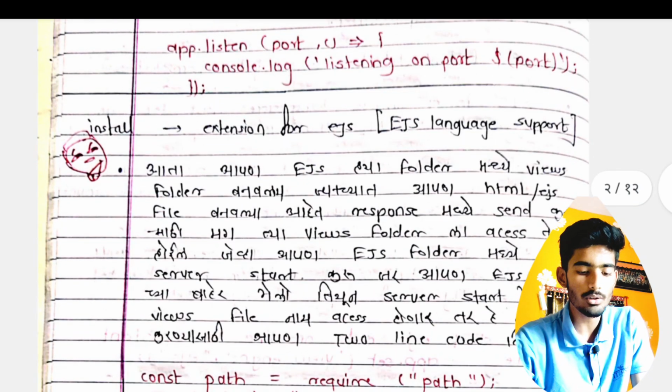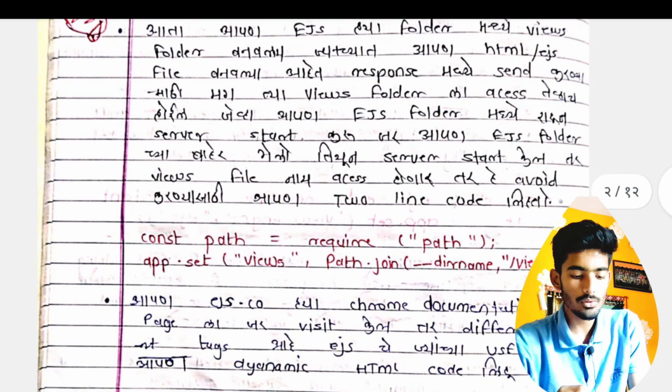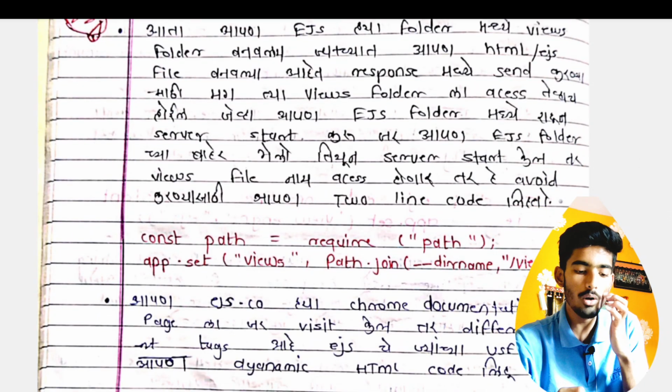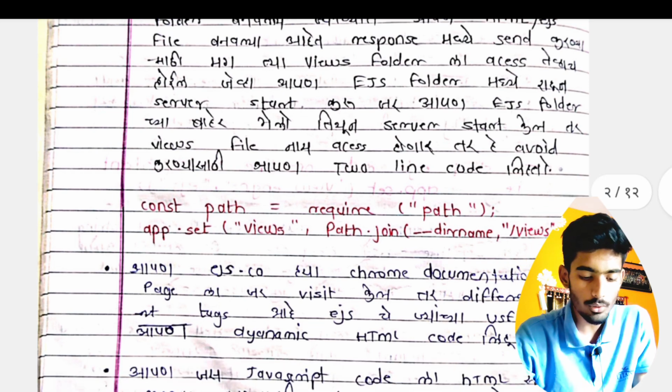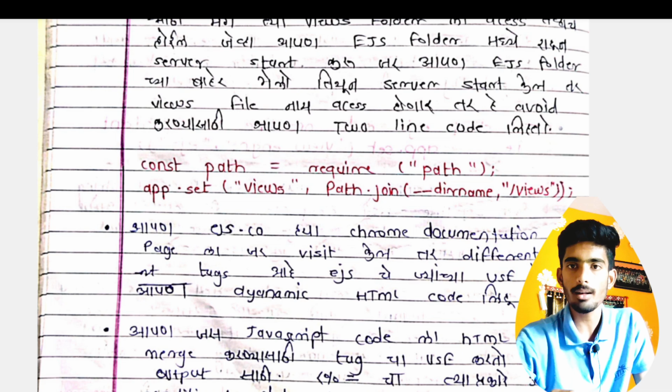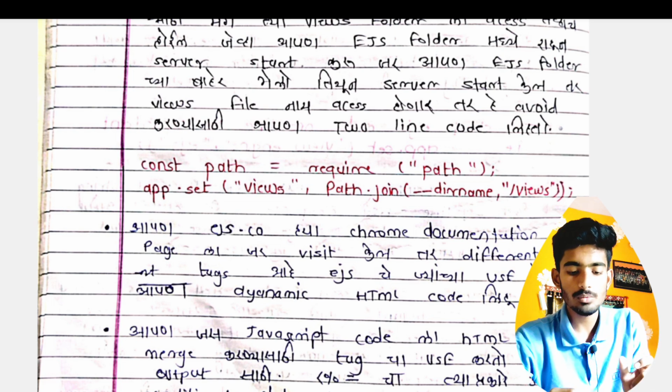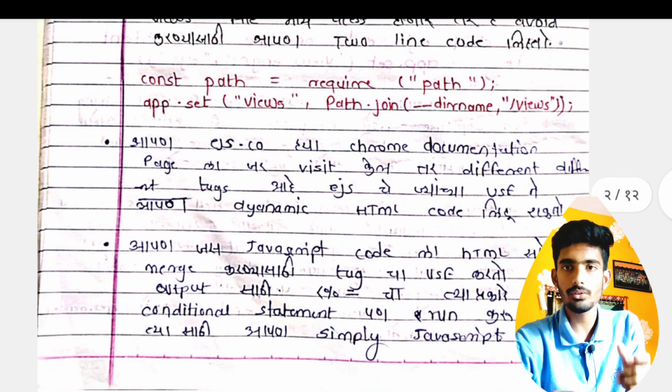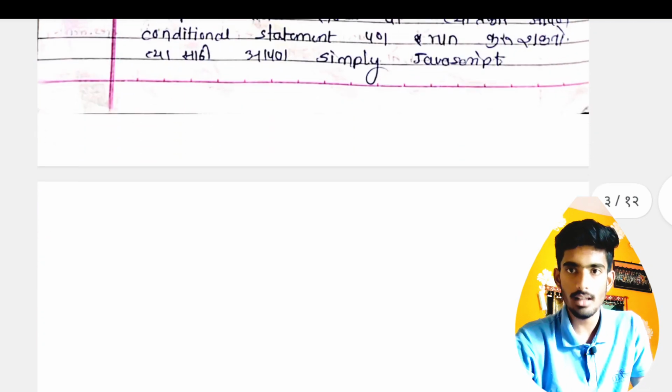After setting the view engine as EJS, you have to require the path package. To require path, we write const path = require('path'). After requiring that path, you have to set views as the main path directory for our EJS templates. To use EJS paths, we write app.set('views', path.join(__dirname, '/views')).